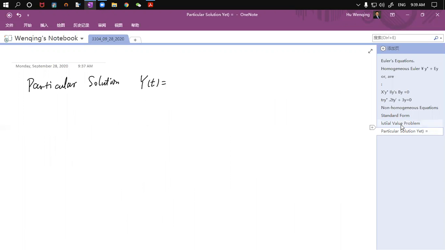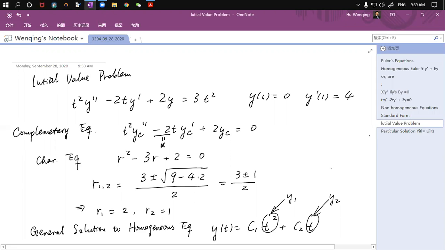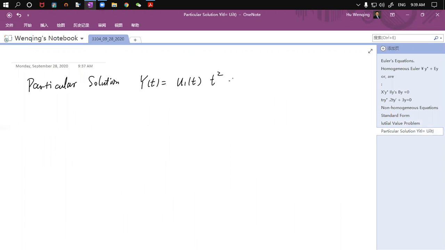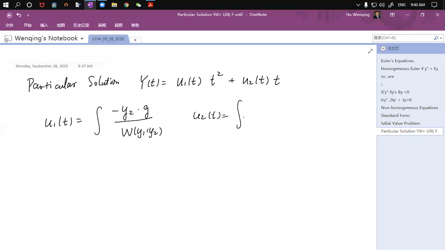So let's come back. That means y of t is u1 of t multiplied by your y1, and let me say that y1 is just t squared, plus u2 of t multiplied by y2, which is just your t. So how do you find u1, u2? Well, you're going to say that u1 of t is equal to the integral of minus y2 multiplied by the right-hand side divided by the Wronskian of y1, y2, and u2 of t is equal to the integral of y1 multiplied by the right-hand side divided by the Wronskian between y1 and y2.